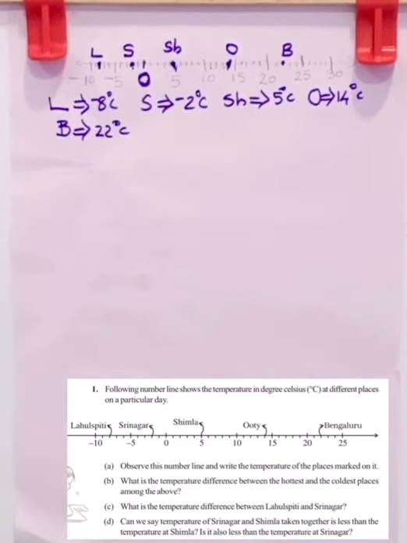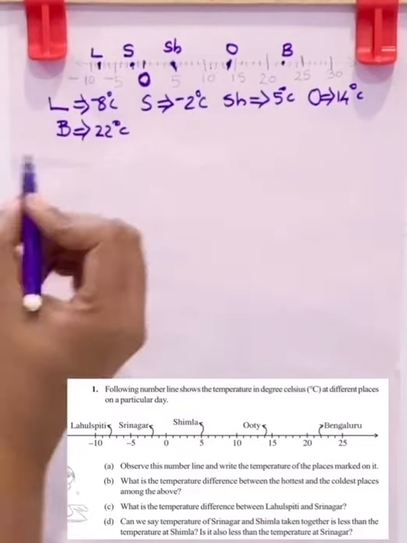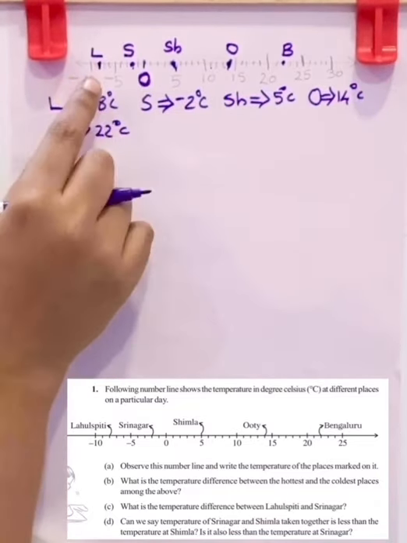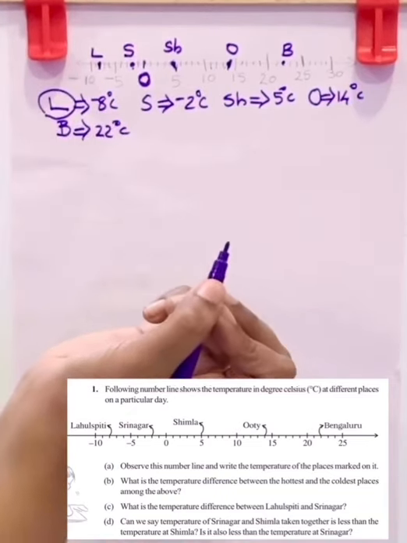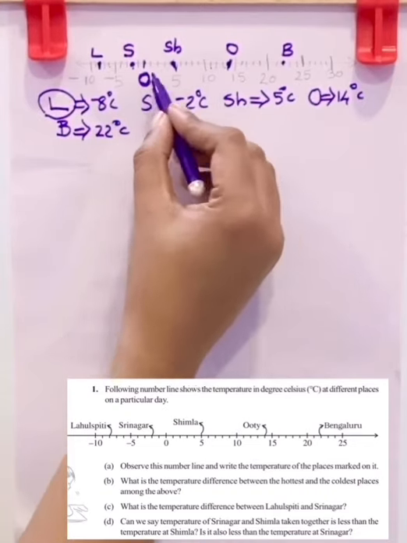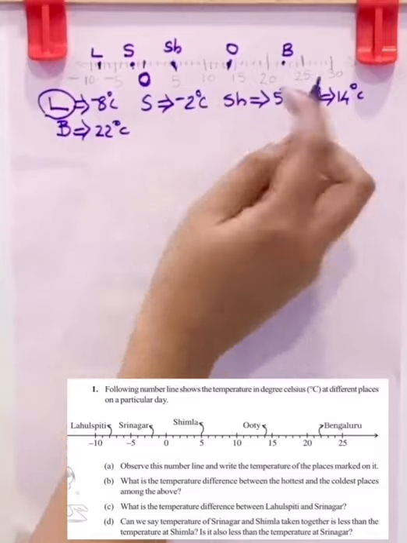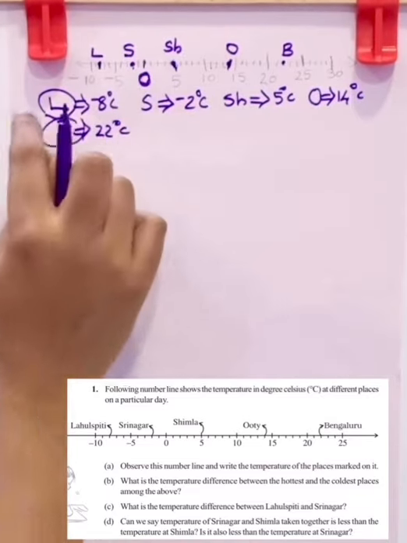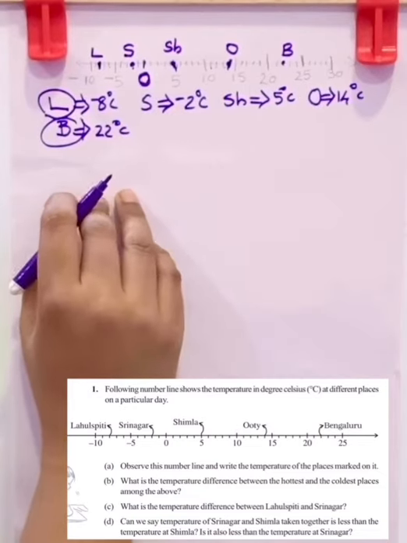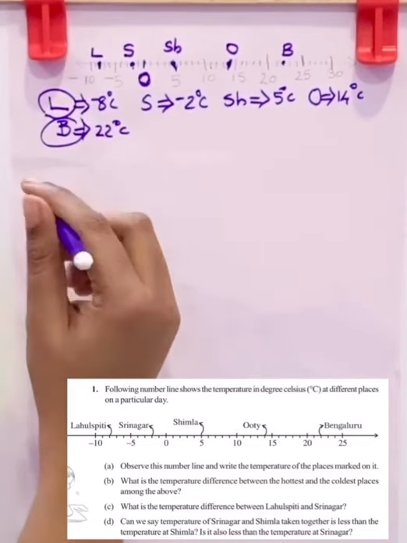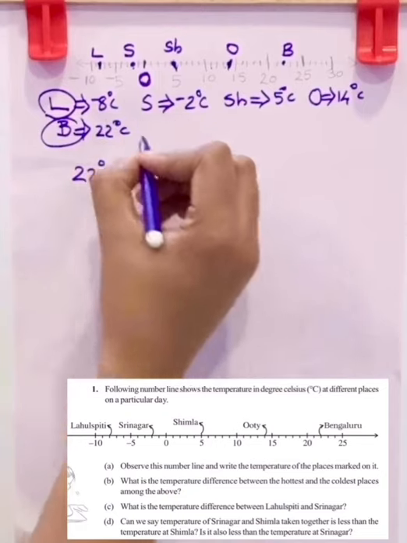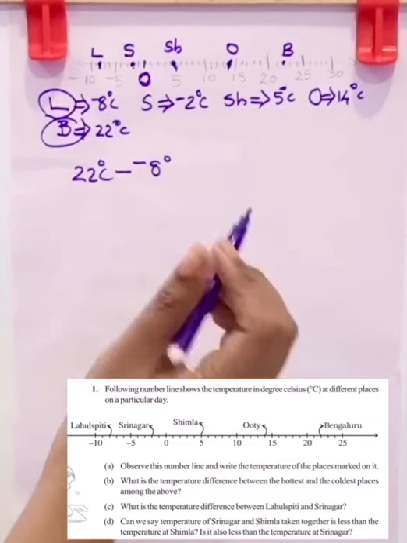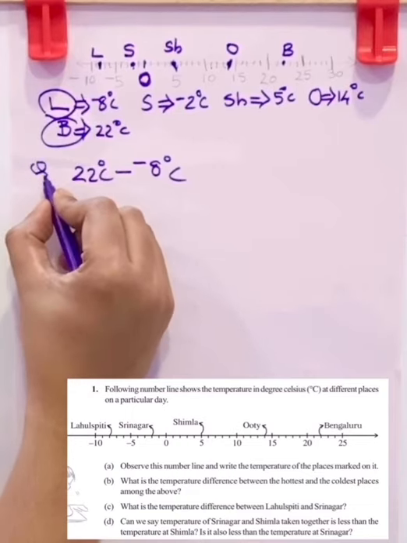Now next question, what is the temperature difference between hottest and coldest places among the above? This is below 0. So this will be the coldest place. That is, Lahul Spiti will be the coldest place. And this is above 0 degrees Celsius. So this will be the hottest place in the given values. So we want to find the difference between the hottest and coldest places. So 22 degrees Celsius minus -8 degrees Celsius. This is the difference. This is how we find the difference here.